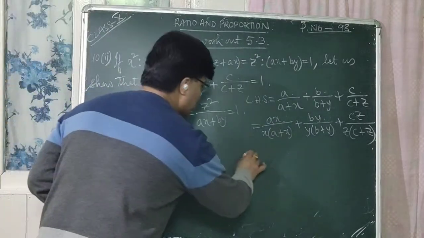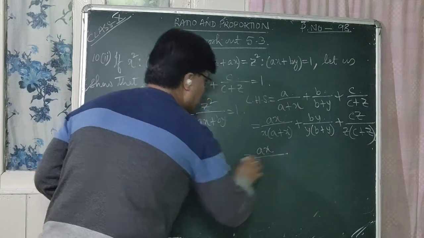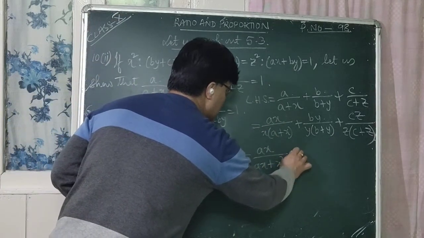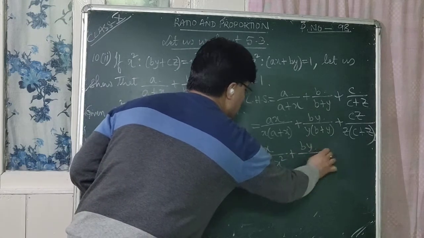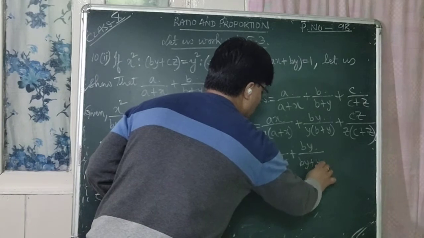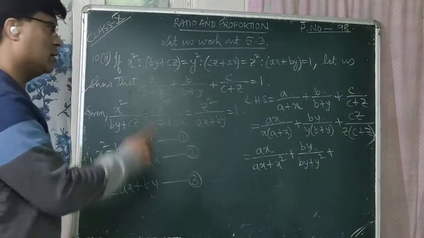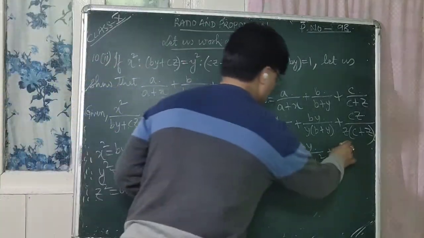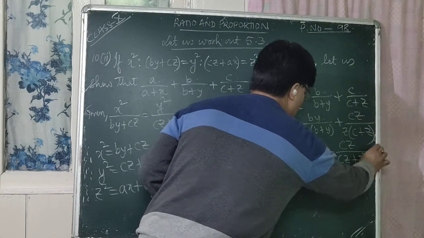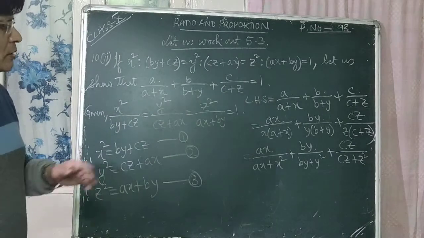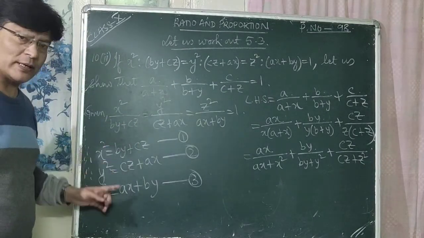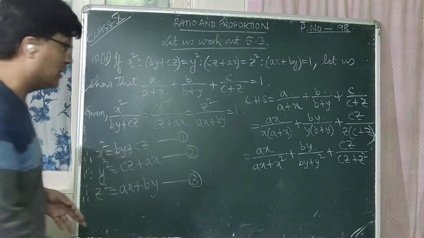So which is equal to Ax divided by, let us multiply them, Ax plus x square, plus by divided by, now multiply by y here, it is by plus y square, plus, so what is the third term? It is Cz divided by Cz plus z square. So I think you have understood it. Now you can put the values of x square, y square and z square from 1, 2 and 3.